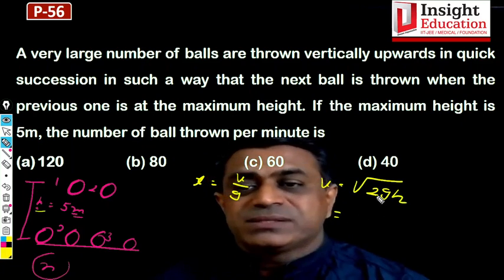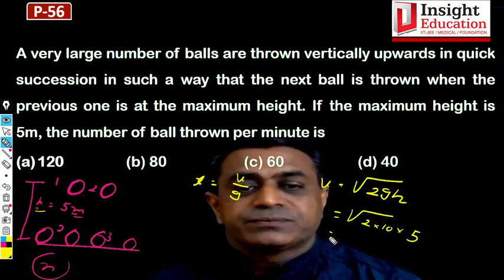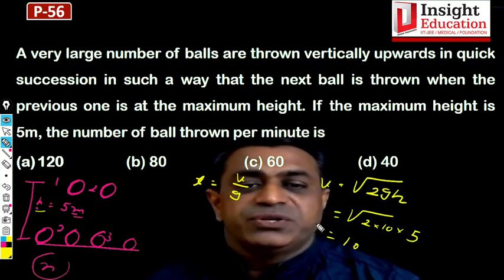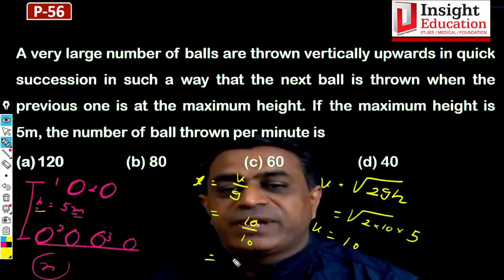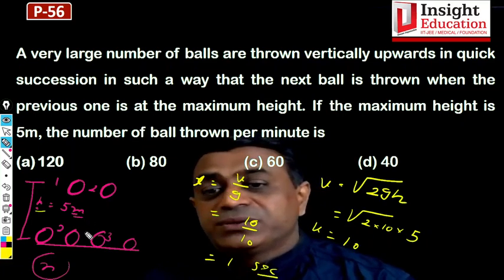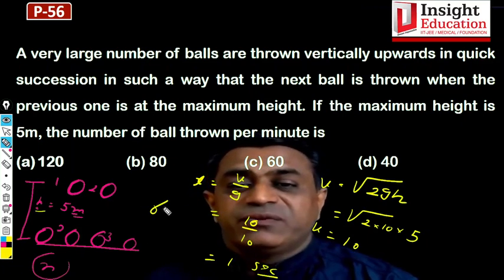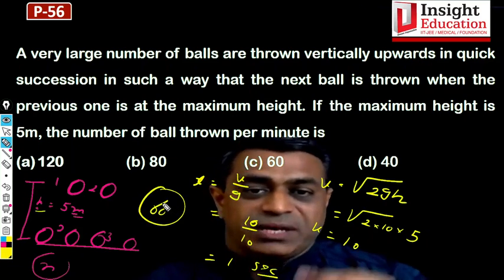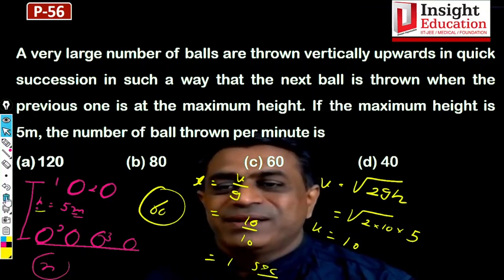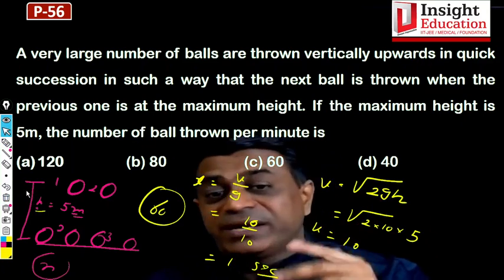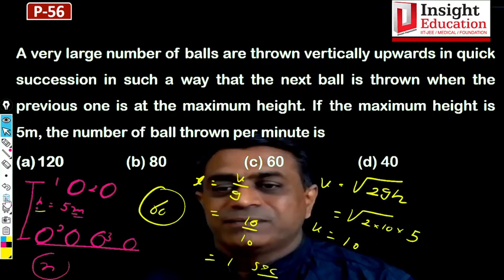Okay, so now replace h: 2 into 10 into 5, so 100. So u is equal to 10. So 10 by 10, so time is 1 second. It means for the ball to reach the top, it will take 1 second. So in 1 minute, we can throw 60 balls. Done. So here what is important? First calculate the time of flight for one ball, then you can calculate the number of balls.